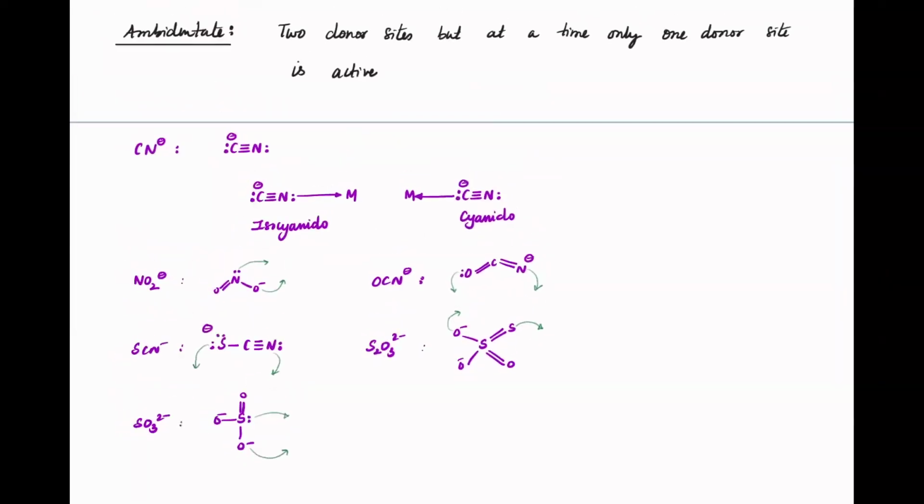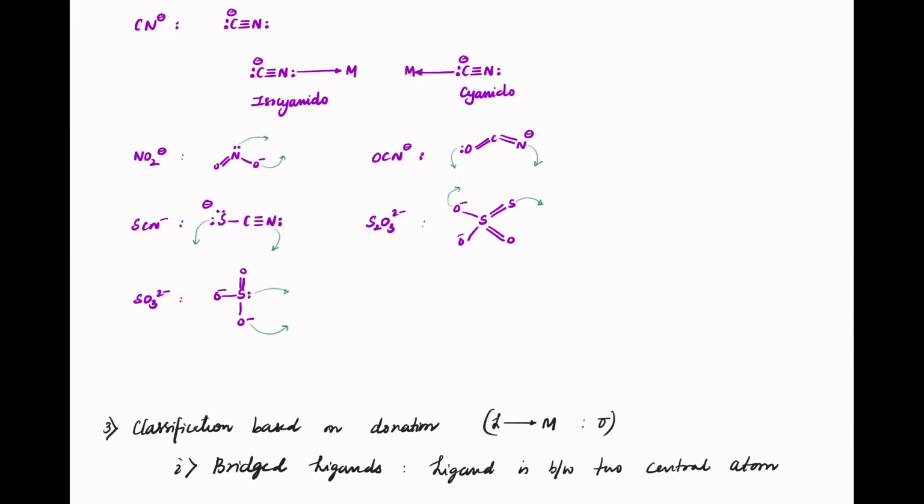Now we have learned two classifications so far. One classification is based on the charge for ligands. The second classification of ligands is based on denticity. Now let's see the third classification. This time it is based on what type of donation the ligand is making.